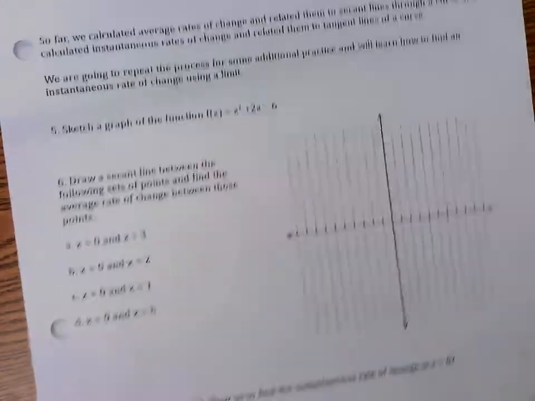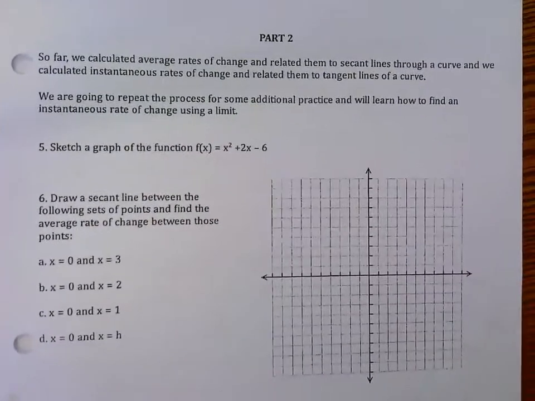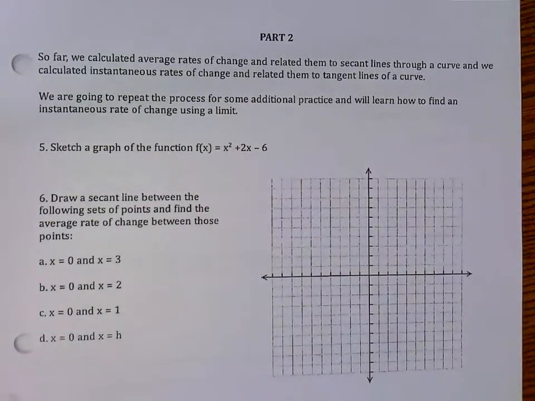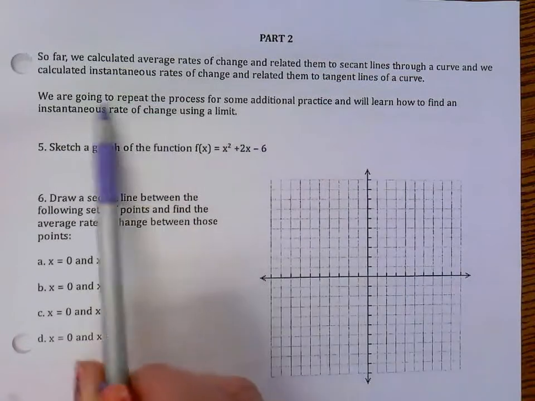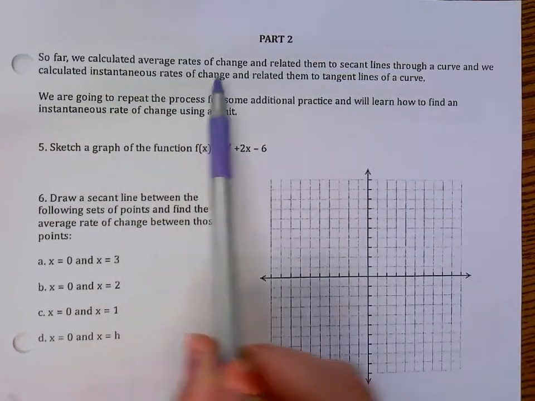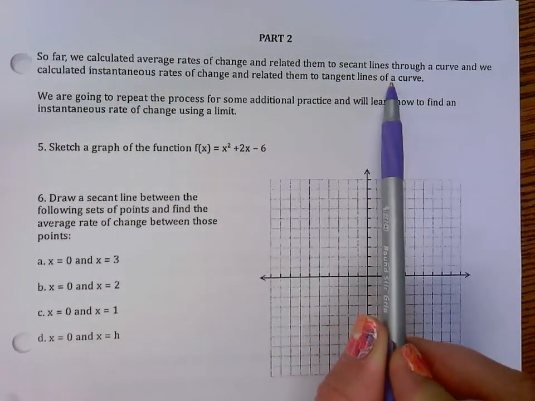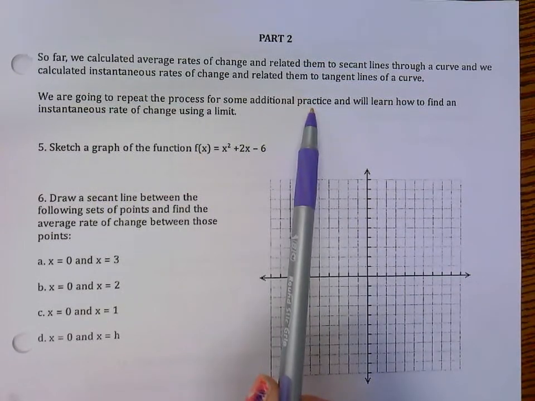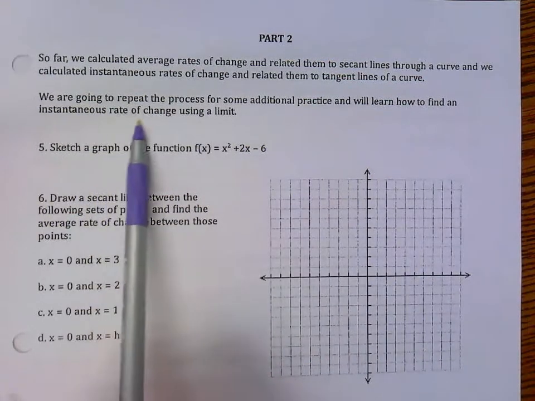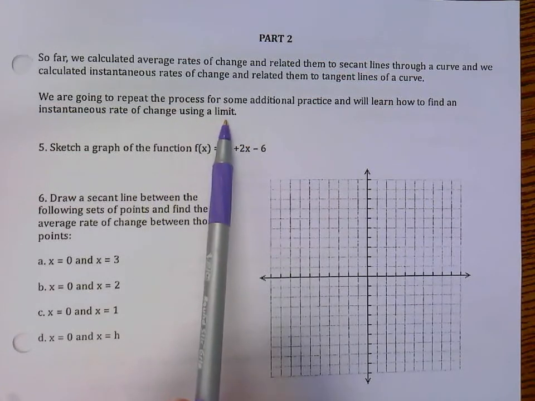this part, it said so far we've calculated average rate of change and related them to the secant line, and we've tried instantaneous rate of change and related them to the tangent line. So we're going to repeat the process for some additional practice and learn how to find the instantaneous rate of change using a limit.